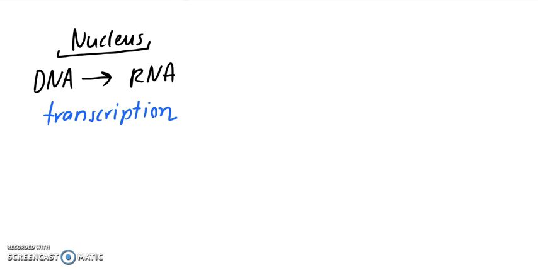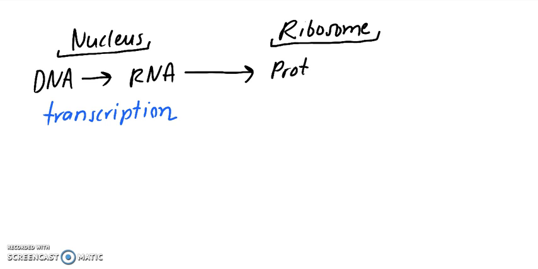Now the RNA goes to the next organelle, called a ribosome. This is where RNA is read, amino acids are brought, and protein is formed. The process from RNA to protein, we call translation.